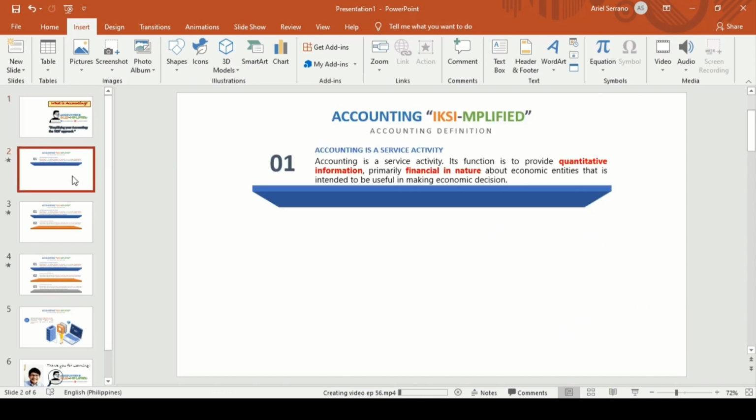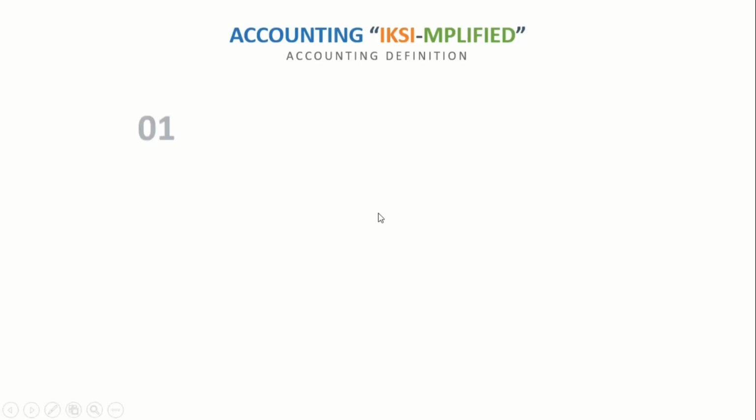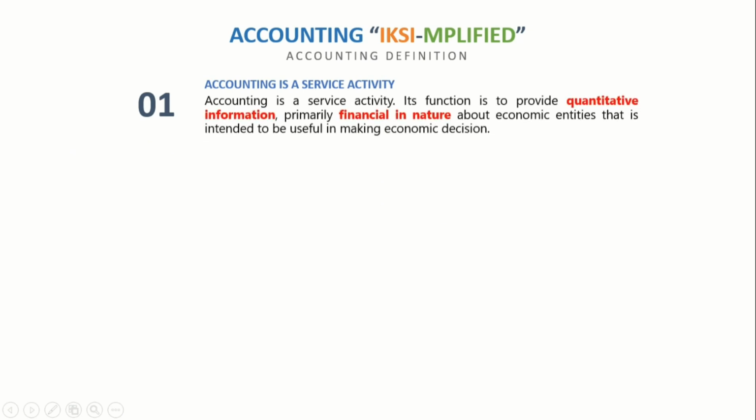Let me first go through the first definition of accounting as a service activity. I hope you can follow me on reading this definition because when we are talking of accounting, it is a service activity whose function is to provide quantitative information. Let me emphasize the highlighted words, quantitative information, meaning information that has figures, okay? We are talking of money. That's why it is primarily financial in nature. And this involves economic entities, the companies that we represent or the companies that you own.